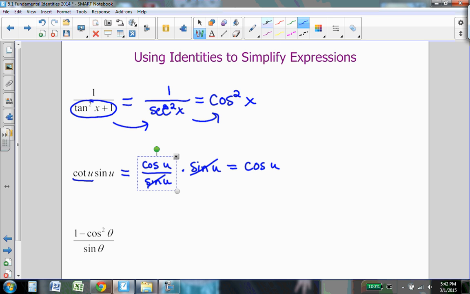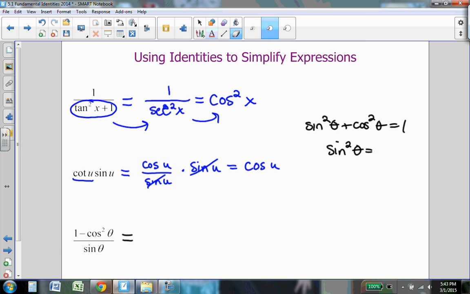Okay. Now the last one, 1 minus the cosine squared. This one is not a direct identity, but it is kind of a descendant of one of the Pythagorean identities. When you have sine squared of an angle plus cosine squared of an angle, we know that equals 1. Well, now I can manipulate this so that it looks like my numerator down in this area.